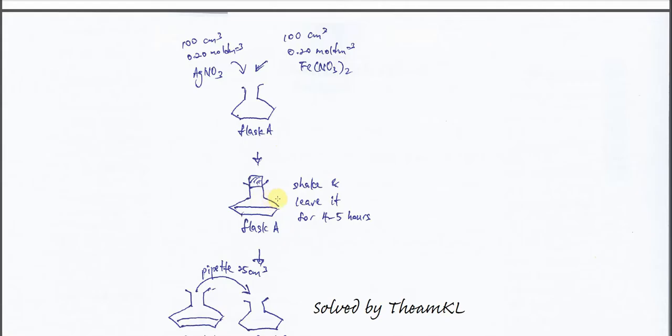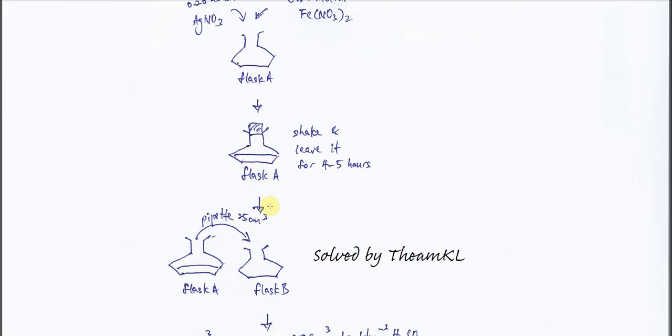After that, shake it once in a while, so let them react. After that, let this flask A stay or settle for 1 hour. This means after the 4 hours, the shaking is not continuous for 4 hours, it's just once in a while. After that, let the mixture settle for 1 hour.